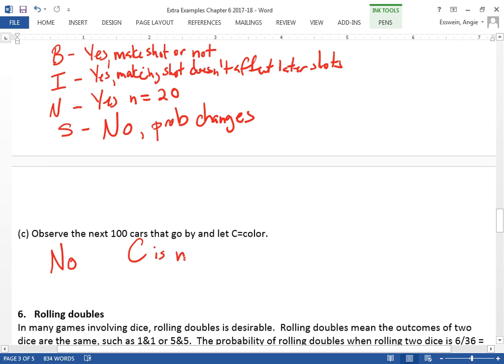So C is not even a random variable because random variables have a numerical quantitative outcome and they have a certain probability of occurring. And there's not even a probability here. So it's just really not binomial at all.